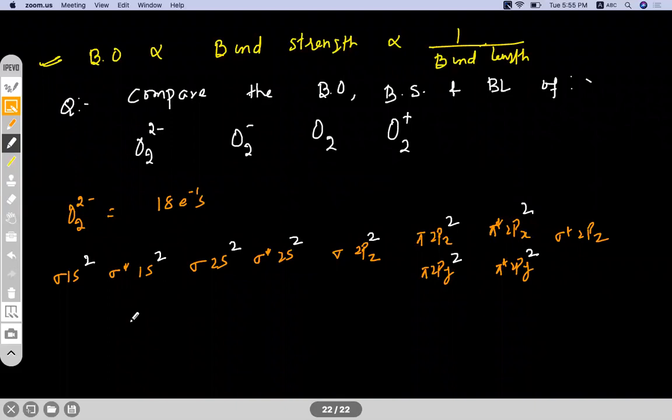So bond order for O2 2 minus: all these are bonding molecular orbitals, right? 1, then 2, 3, 4, and 5, 5 into 2. We have 10 electrons in bonding molecular orbitals minus 8 in antibonding, divided by 2, that is 1. Bond order is 1 for O2 2 minus.